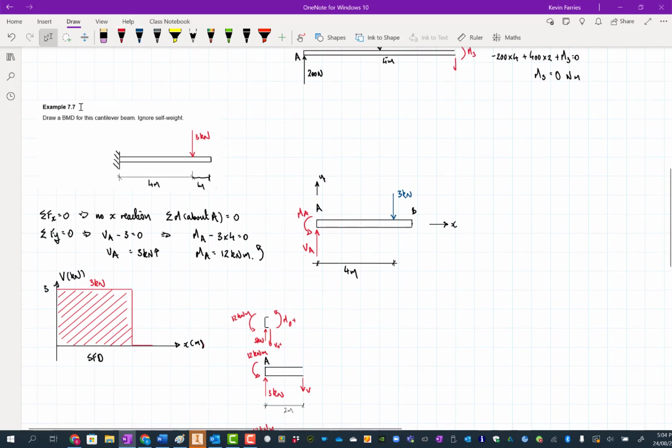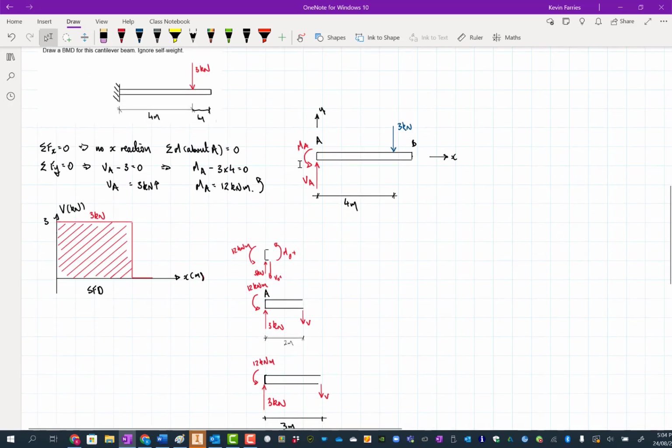So the next example, and we're asked to draw the bending moment diagram for the cantilever, which we've already done the shear force diagram for. And so just what do we figure out? We figured out the reactions first. It's built in, so it's got a moment component. So we figured out those reactions.